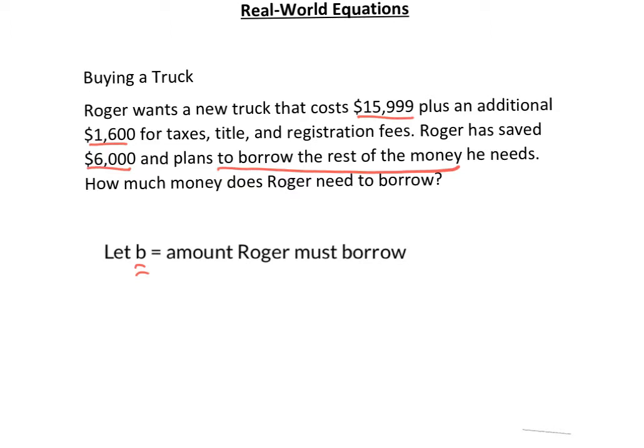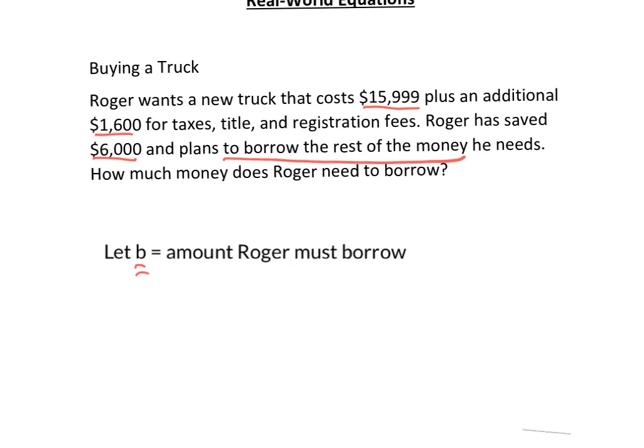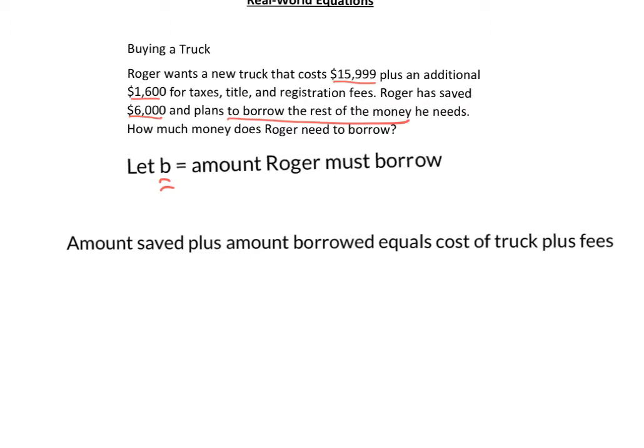We're going to try to translate this statement to an equation. So let's have this statement here. We have the amount saved plus the amount borrowed equals the cost of the truck plus fees. We get this statement from the problem here, right? The amount saved was $6,000.